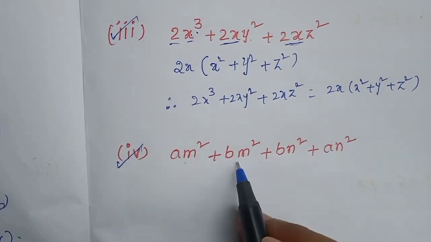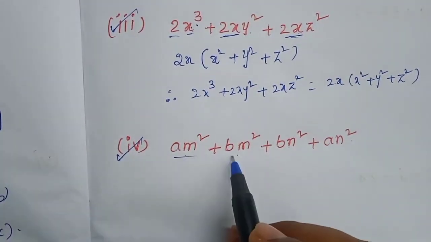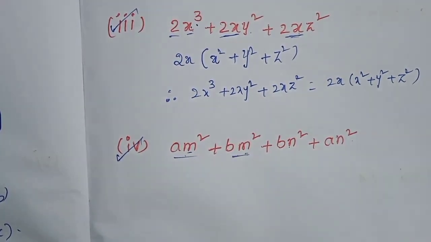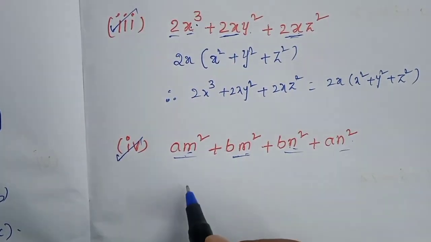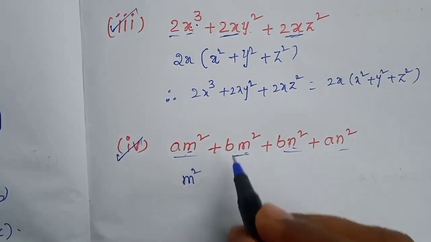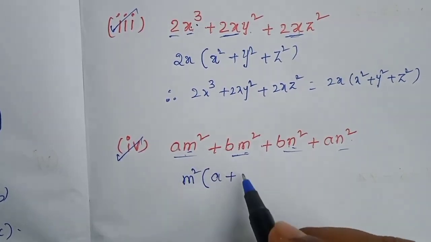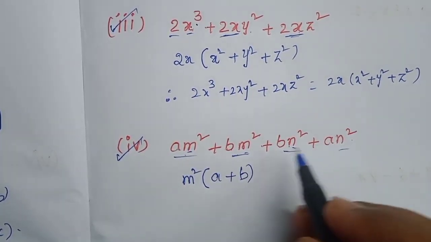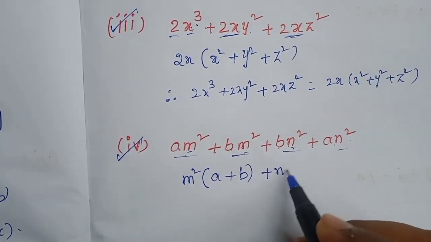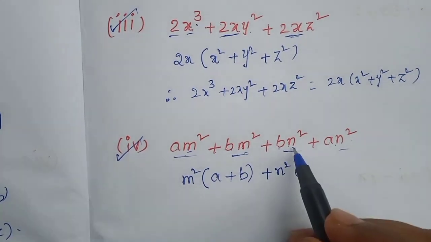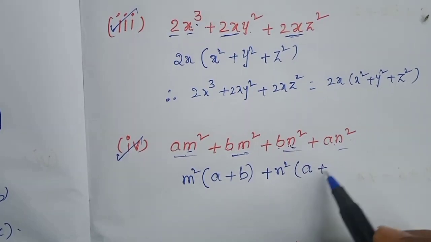Now see the question number 4 here. See am square plus bm square plus bn square plus an square. See in these two terms we can take m square as common, and in these two terms we can take n square as common. Now take out m square from the first two terms as common. Then you have a plus b. From third and fourth term you can take n square as common. See taking n square as common, from this you get a and from this you get b.